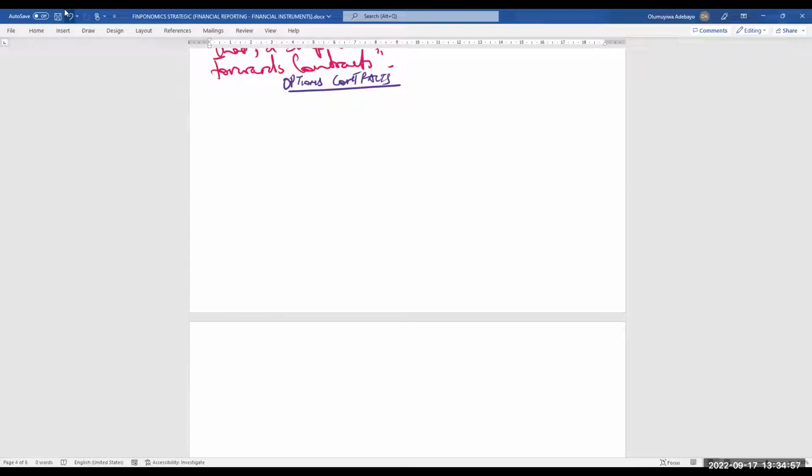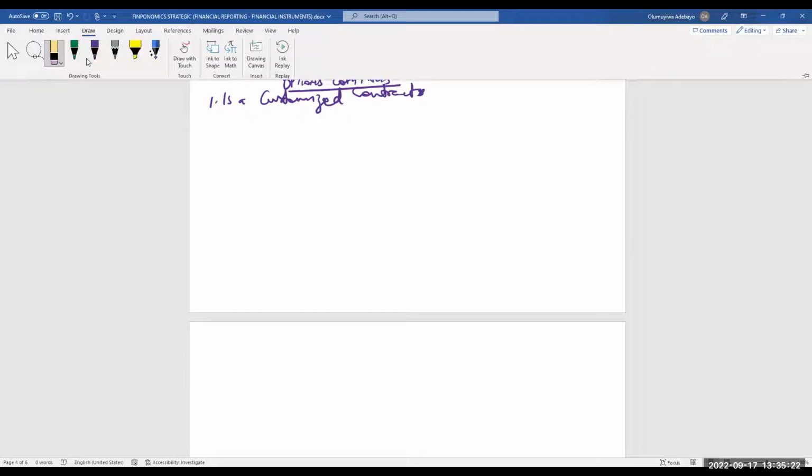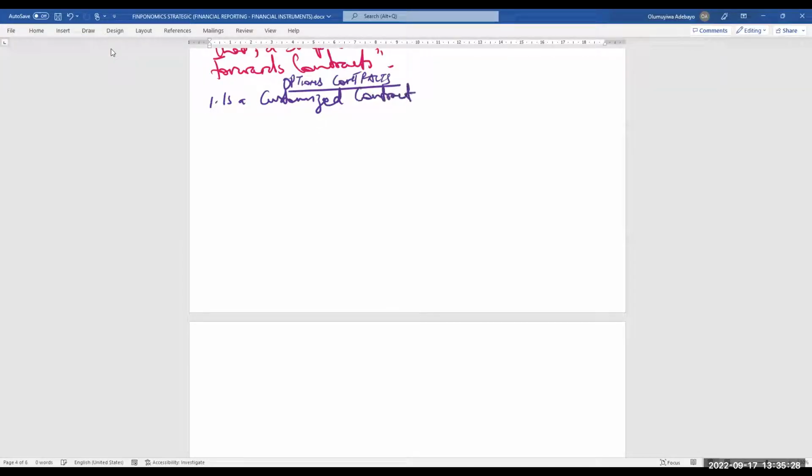Option contracts. Now, the nature of an option contract is that it's also a customized contract, which means the only standardized contracts are futures contracts. It's also a customized contract. Two, because it's customized, it is traded or executed over the counter.